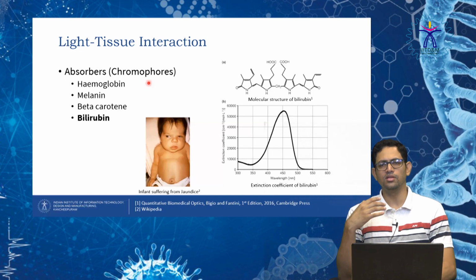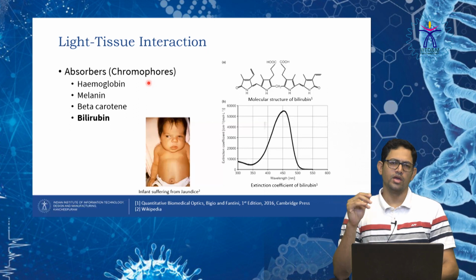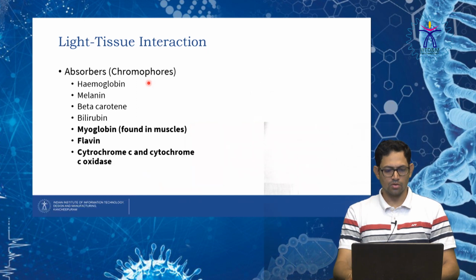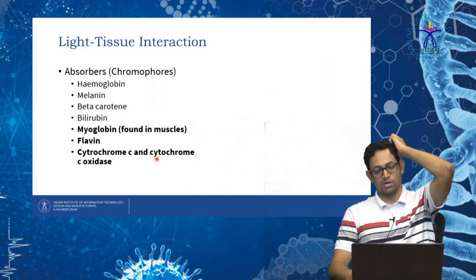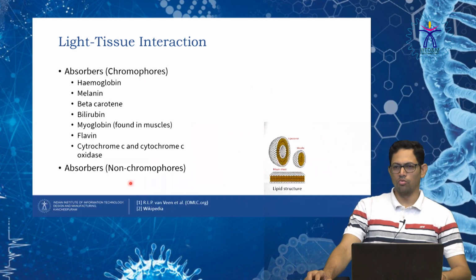But there are some other non-chromophores also, which have very high absorption throughout the visible spectrum, and they will not scatter any color, right? So these are the other chromophores: myoglobin, flavin, cytochrome C, and cytochrome C oxidase. And now I'm talking about the non-chromophores.